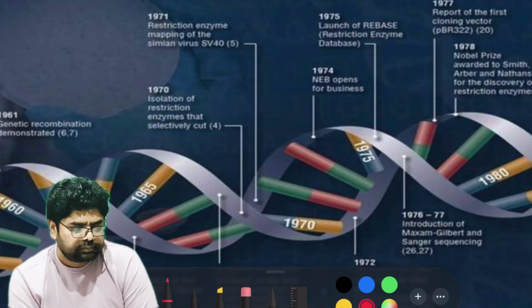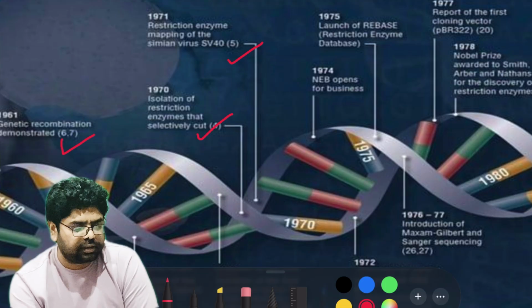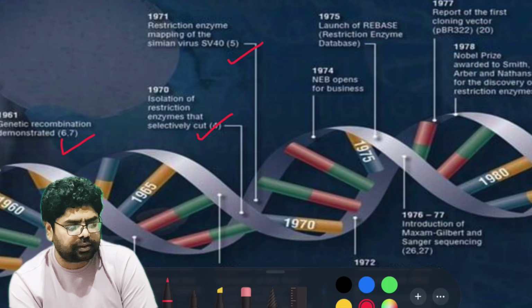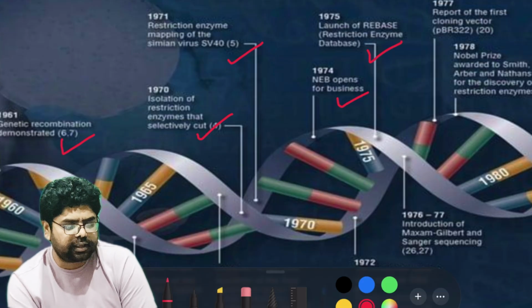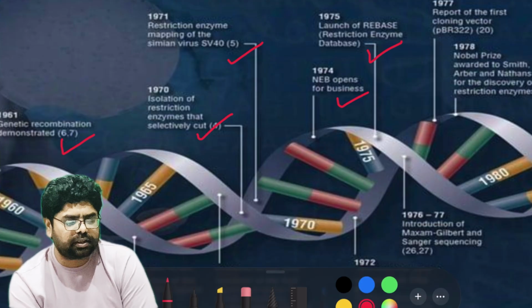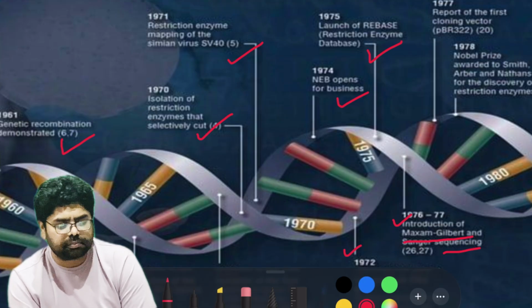Now let's see the history. In 1961, genetic recombination was demonstrated. In 1970, isolation of a restriction enzyme that selectively cuts DNA. In 1971, restriction enzyme mapping of the simian virus SV40 was done. In 1974, NEB opens for business. In 1975, launch of the REBASE restriction enzyme database. In 1976 to 1977, introduction of the Maxam-Gilbert sequencing method.